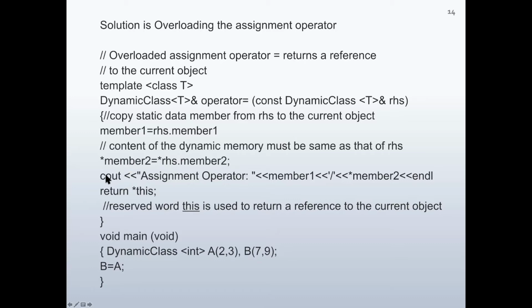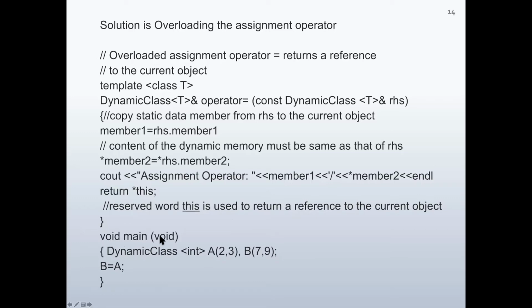After that, we have an output statement showing that the assignment operator is called, and then we see member 1 and member 2 at the output, end line. And after that, we have a return which is returning the item pointed by this. The reserved word this is used to return a reference to the current object. So it will return the item on which this assignment operator is used.